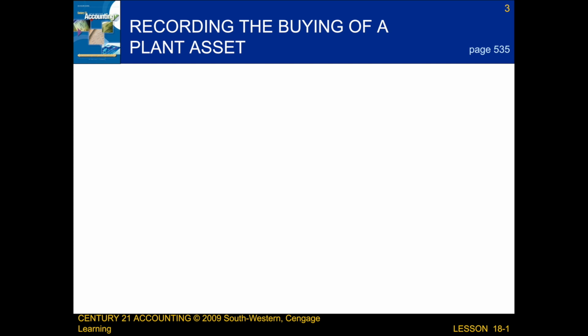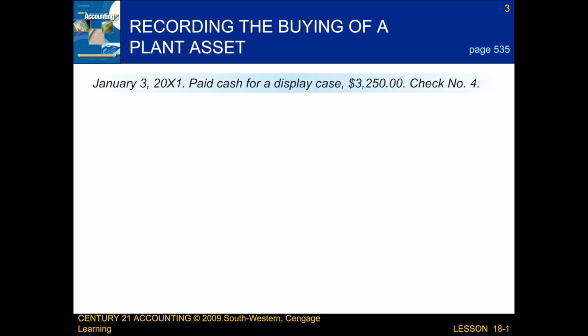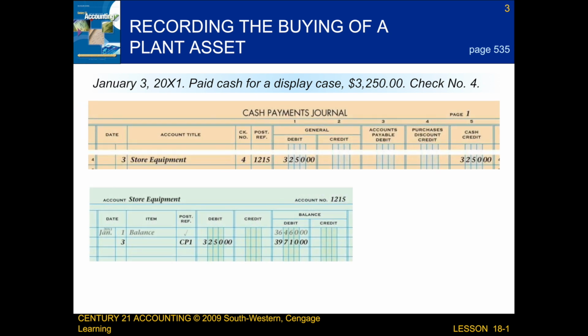All right, next we're going to be talking about recording the buying of a plant asset. So this transaction reads, on January 3rd of 20X1, paid cash for a display case, $3,250, check number 4. Okay, so when we record the buying of a plant asset, there are multiple steps that we have to follow in order to complete this process.